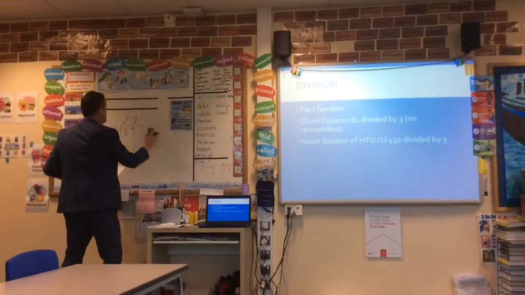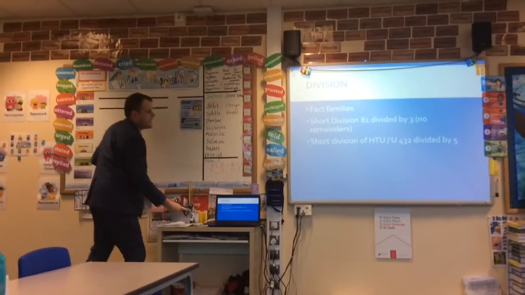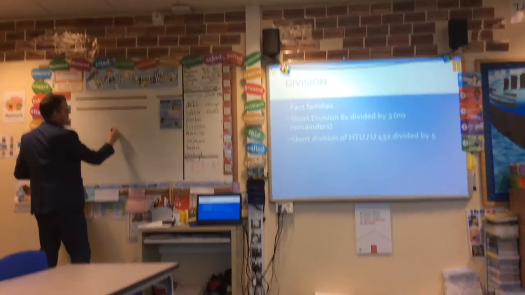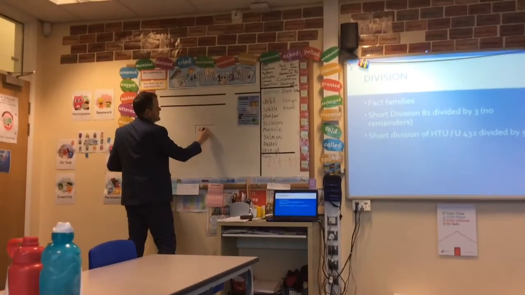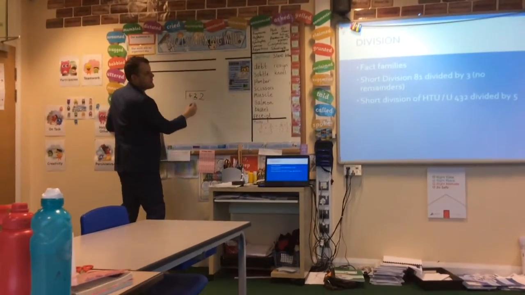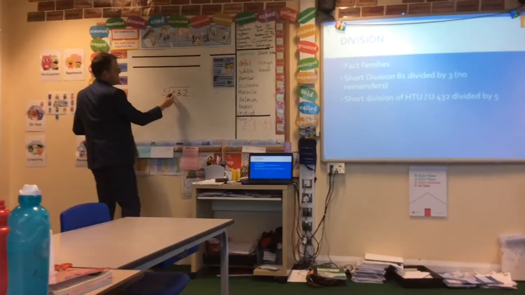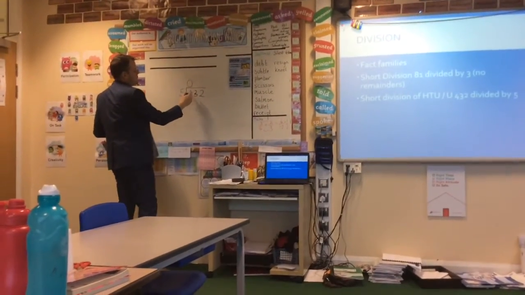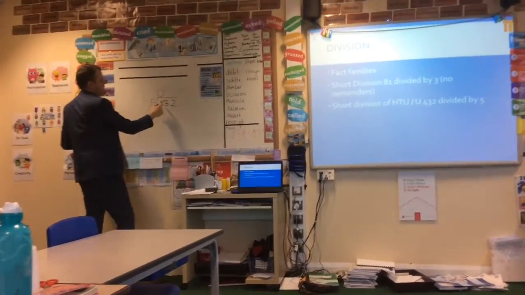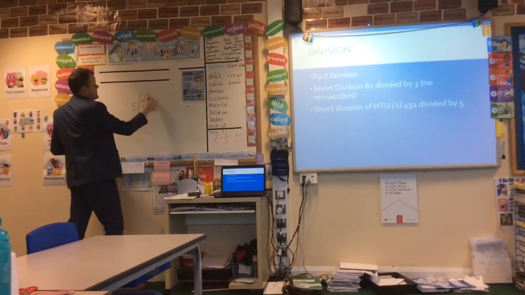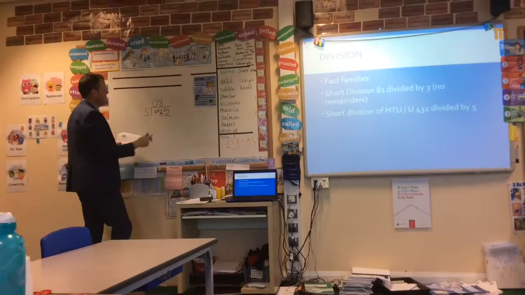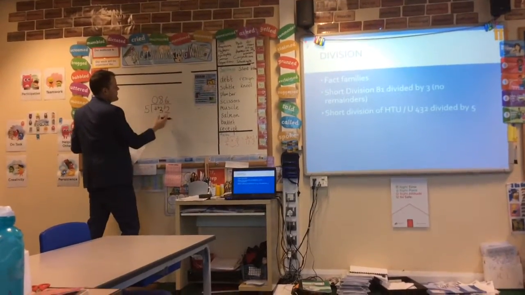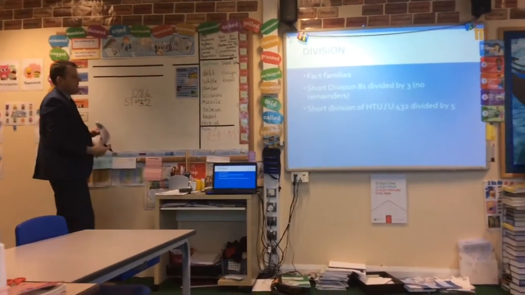So here, again, slightly larger. 432 divided by 5. How many 5s make 4? 0. Remainder 4. How many 5s make 43? 8. Remainder 3. And how many 5s make 32? Is 6. That only reaches 30, so we've got 2 left over.